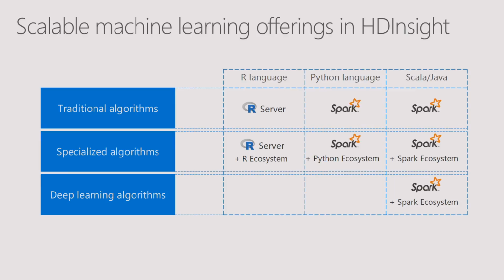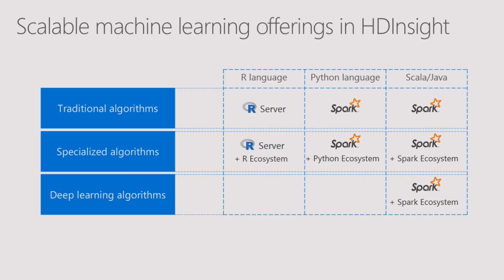Okay, so at this point we can put all of these pieces that I talked about together and have a final landscape of the scalable machine learning offerings that is available in HD Insight. So for traditional algorithms, certainly within the R language landscape, R Server provides a premium experience to run your machine learning algorithms at scale. Spark, on the other hand, with its ML library, complements this offering in the Python language.